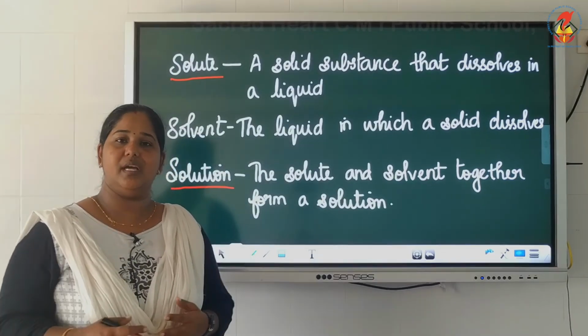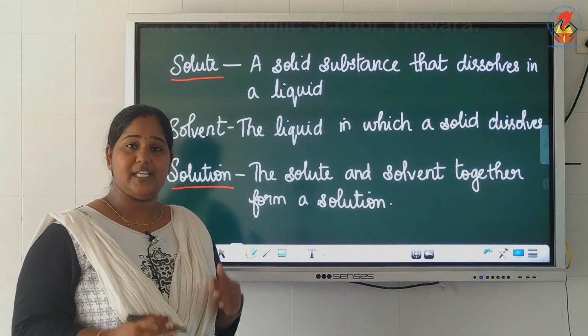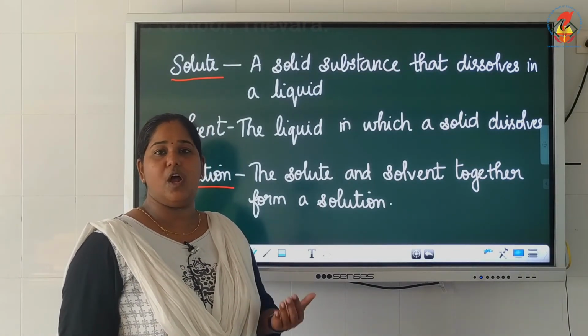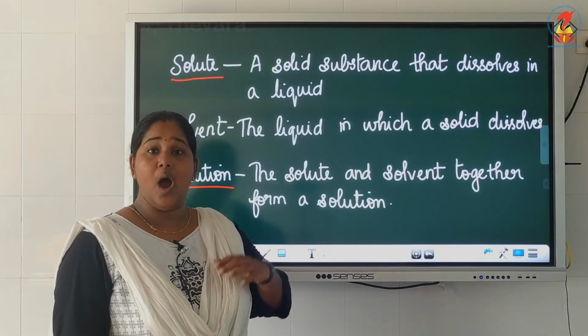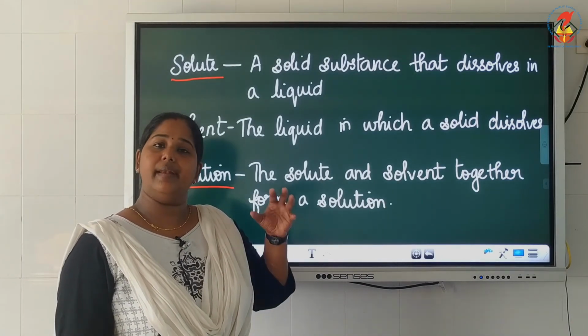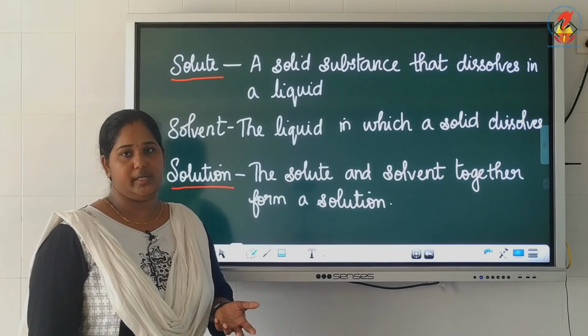So in this chapter we learned about what is matter. What is matter? Anything that occupies space and has weight is called matter. The 3 states of matter, solid, liquid and gas, and how to interchange the 3 states of matter by heating or cooling, and how a solid dissolves in a liquid or in water.